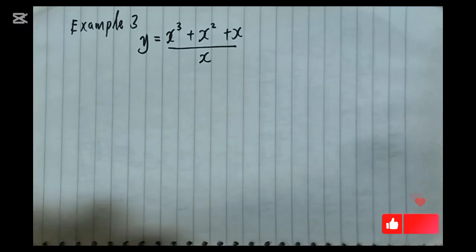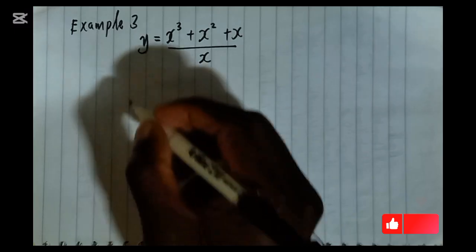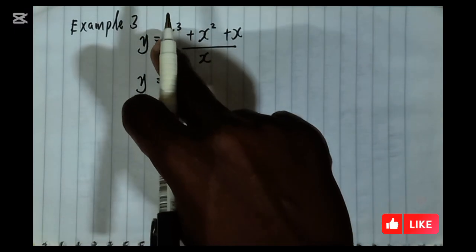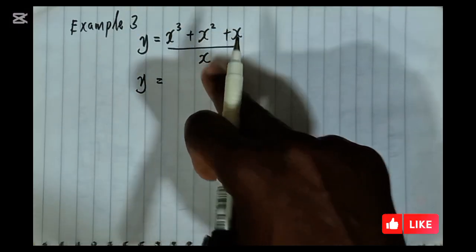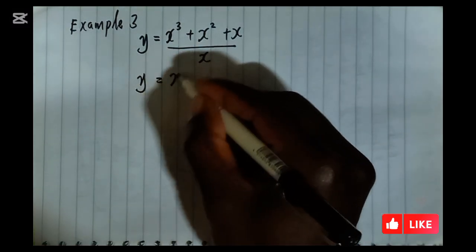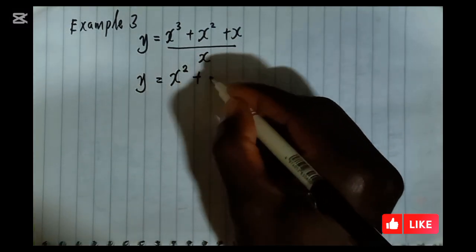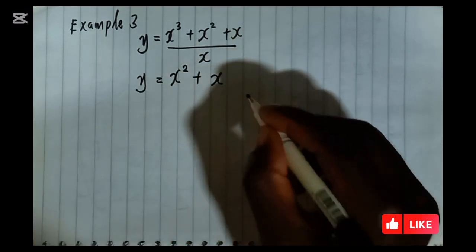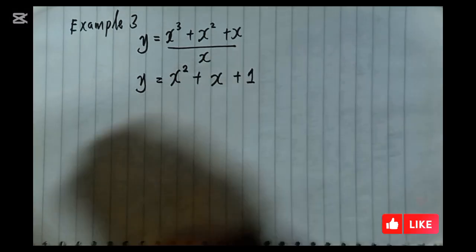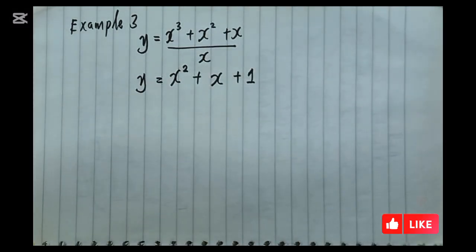So basically, before anything, we are going to simplify the whole function. We're going to have this here as y. We divide all the terms by x, so that we do away with our LCM, our denominator. So x cubed divided by x will be x squared, plus x squared divided by x will be x, plus x divided by x will be equal to 1. I hope that you are able to follow and that it's all making a little bit of sense.